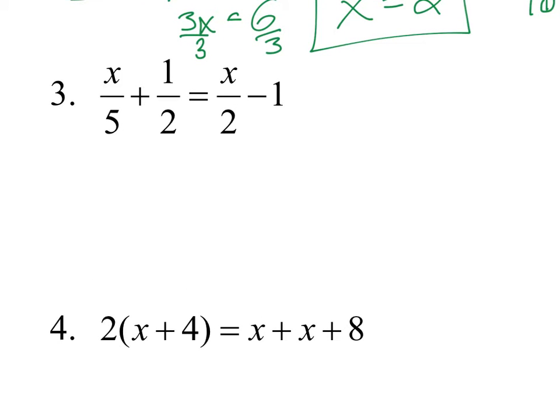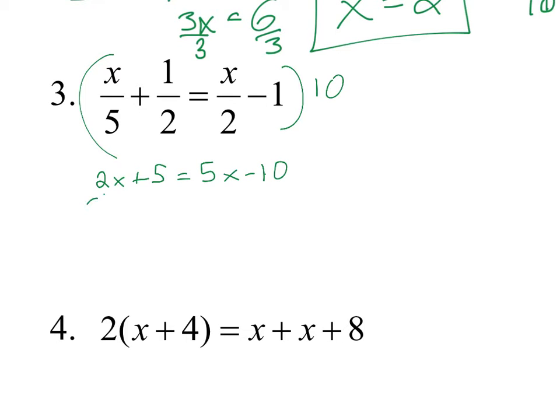Here I have, again, I'm going to multiply through by 10 in order to get rid of all my fractions. So when I multiply x over 5 times 10, the 5s will cross out, and that's going to leave me with 2x. All right, when I multiply 1/2 by 10, I get 5. And 5x minus 10, because that's what 10 times 1 is.